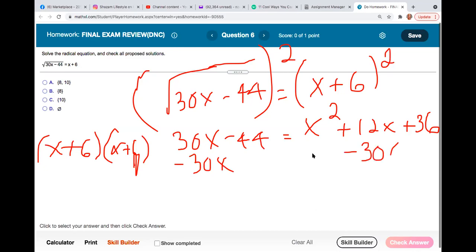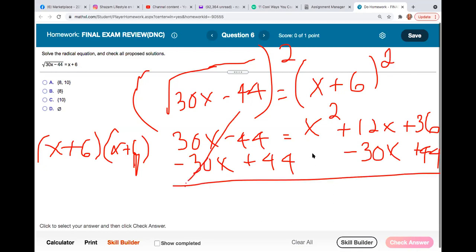So I'm subtracting 30x on both sides. I'm also going to add the 44 to both sides, guys, because I'm trying to set the quadratic equal to 0, okay? So basically this cancels out, leaving me with 0 equals x squared minus 18x plus 80. All right, that's a beautiful quadratic equation. I call my quadratics beautiful because they're factorable.